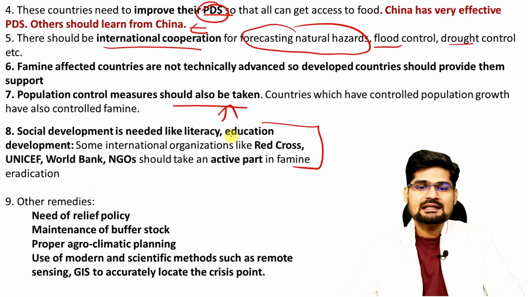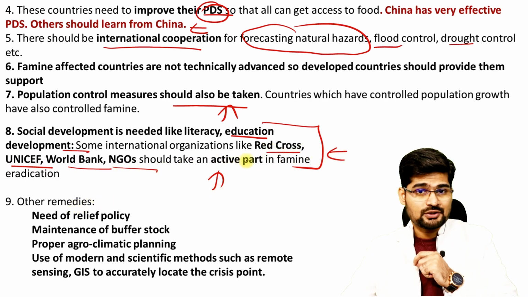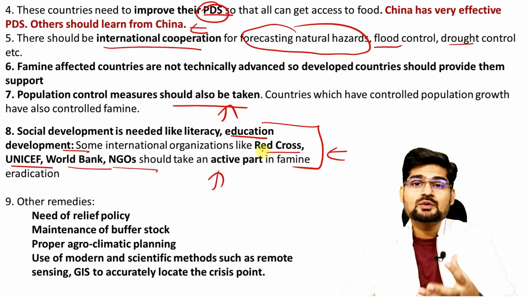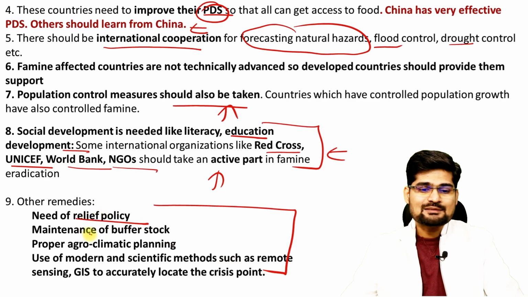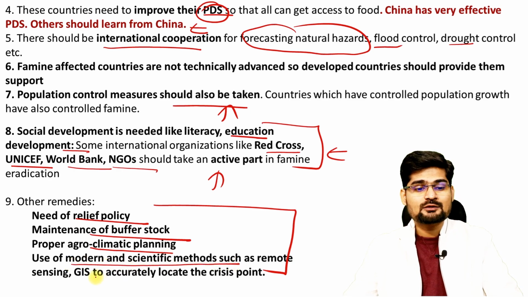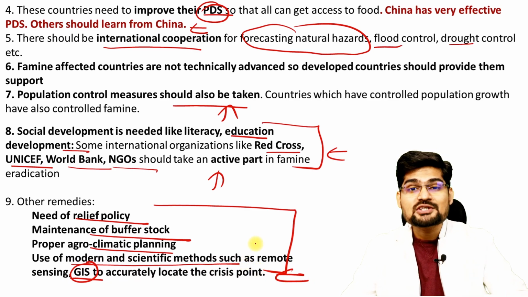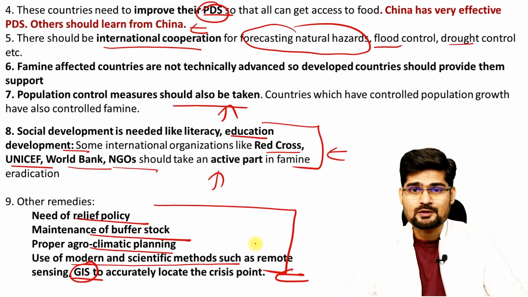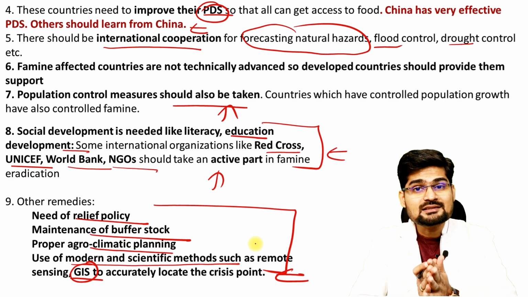And then there are certain things like literacy and education development. UNICEF, World Bank, NGOs are taking active participation, Red Cross Society and all, right? So they have to make people aware about it. They have to educate people, and also the strengthening in the education sector is needed if we want to overcome the situation of famine in future. And the other remedies may include these: relief policy, maintenance of buffer stock, then pro-agroclimatic planning, use of modern scientific methods, and also the integration of remote sensing and GIS for accuracy, right? Where future prediction is also possible, or at least trend analysis is possible, so that people have a sense of security where food and famine is concerned in India, right?